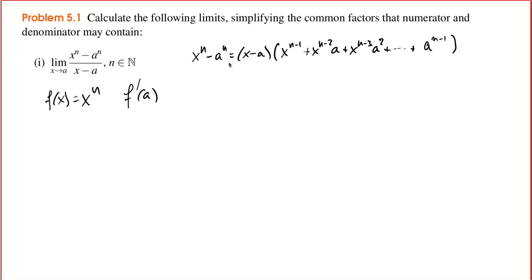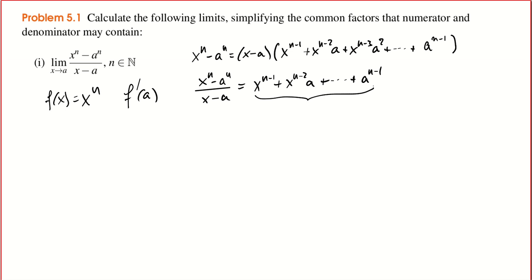So if we divide both terms by this factor, what we have is that x to the n minus a to the n divided by x minus a, which is actually the limit we want to calculate, is equal to this polynomial, x^(n-1) plus x^(n-2)a plus and so on, plus a^(n-1). Now the question is, how many terms are there here? Well, it's a polynomial of degree n minus 1, so it's got n terms. So this sum contains n terms.